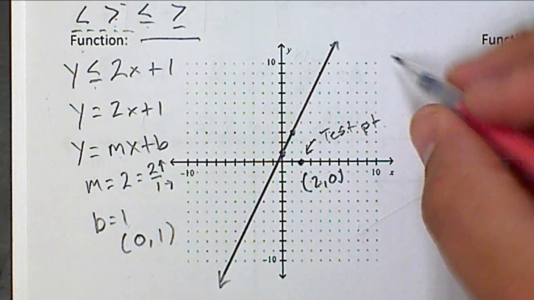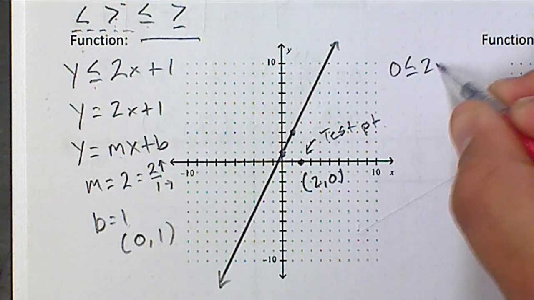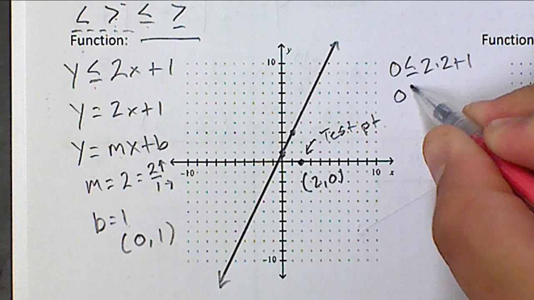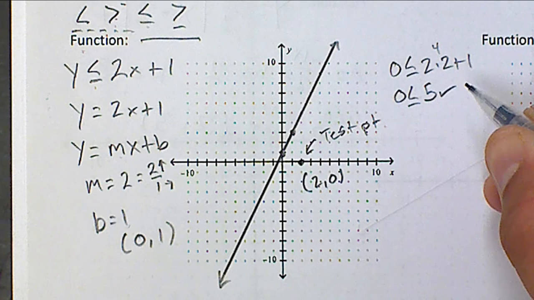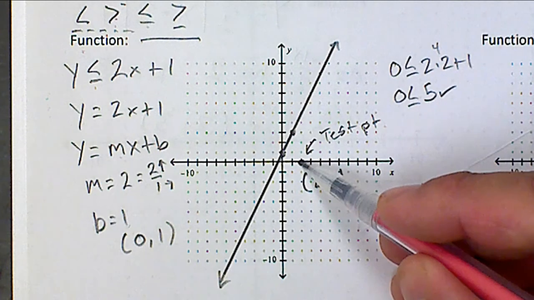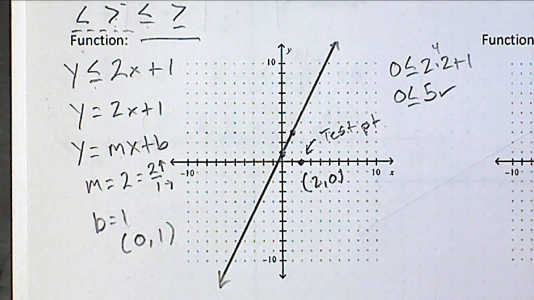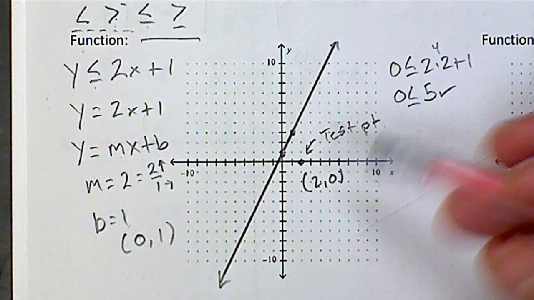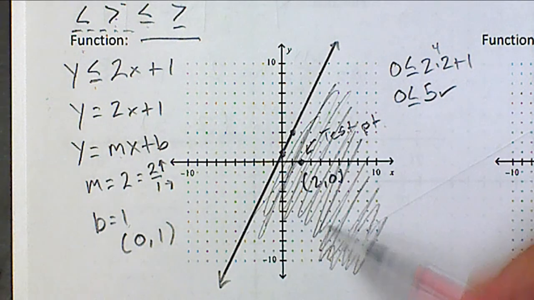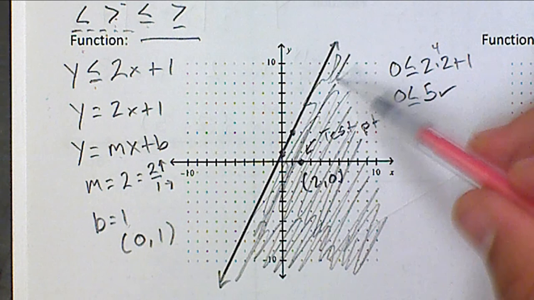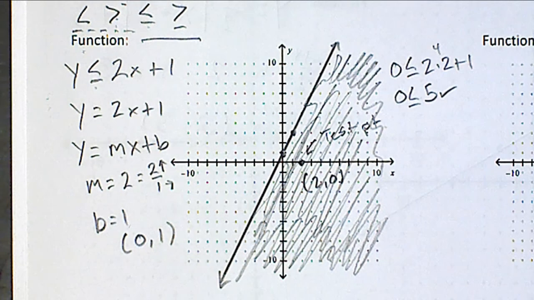We get 0 is less than or equal to 2 times 2 plus 1. 0 is less than or equal to 4 plus 1, which is 5. That's true. So that means that point needs to come from the shaded area. If it came out to be false, then you have to shade the other side. So let's go ahead and shade below. You don't really need to make it very neat when you're sketching these things, but that's what that graph would look like.